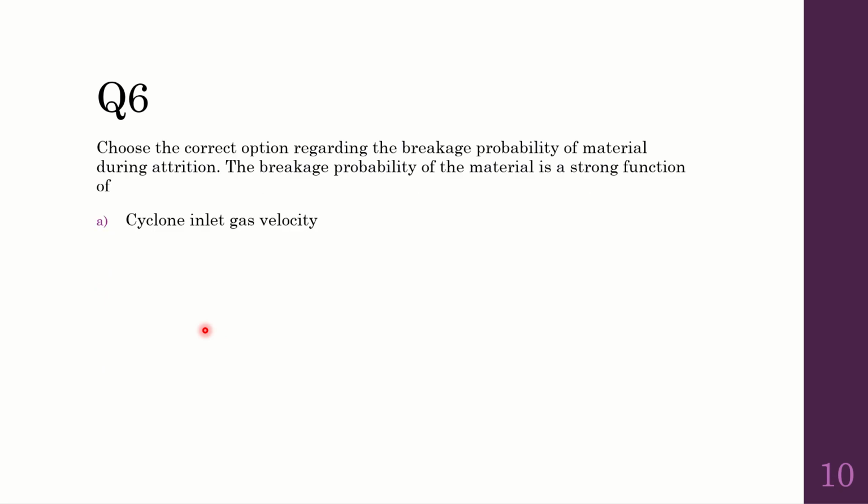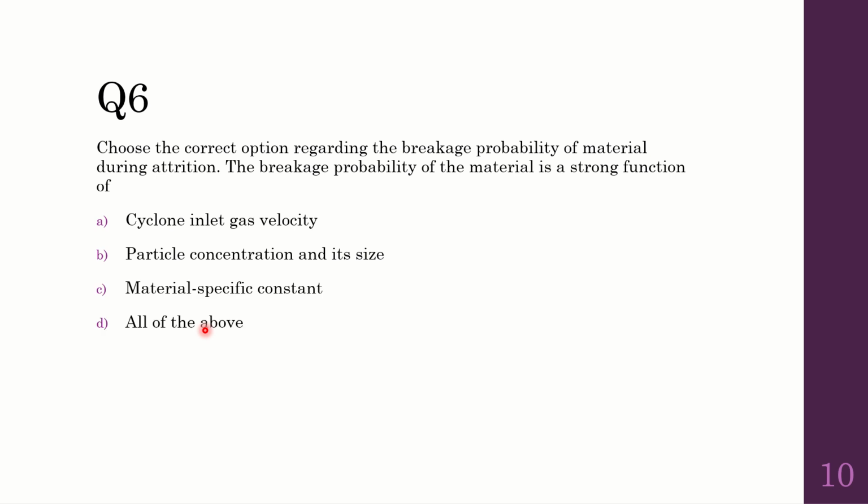In question 6 it is asked to choose the correct option regarding the breakage probability of material during attrition. The breakage probability of the material is a strong function of cyclone inlet gas velocity, particle concentration and its size, material specific constant, all of the above. So as we all know, take a minute and discuss the answer, because all these are theory questions covered in this week. So there is nothing new to be explained. If you have understood the concepts, you would be able to answer. So just think and recollect the concepts and we can discuss.